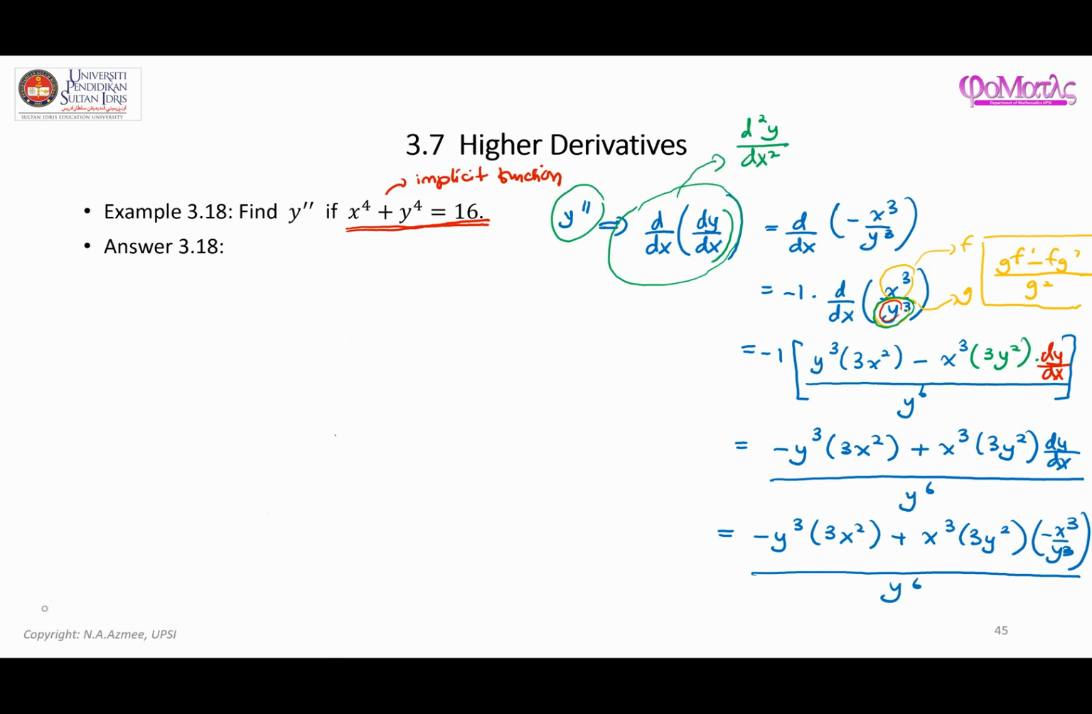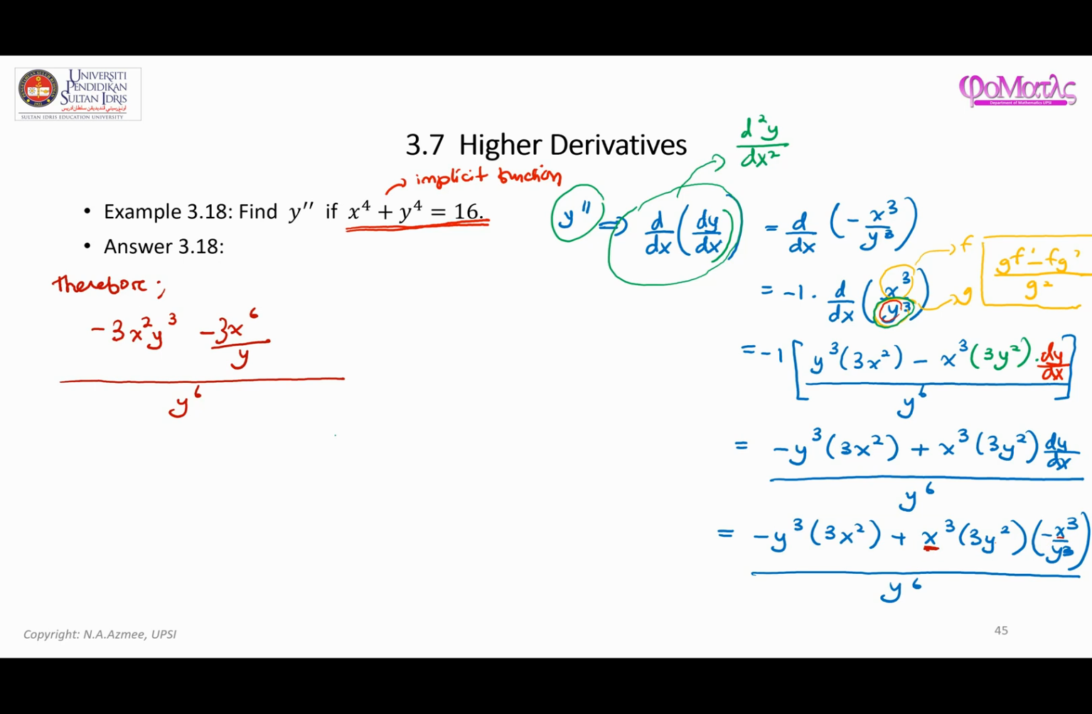Now let me rearrange and simplify what we have here. So therefore what we have is negative 3x squared y cubed, just writing it down differently. And over here we have negative x cubed times x cubed, we get x to the power of 6, times 3 y squared over y cubed, so you will have over y. This one can be cancelled, so you get negative 3x to the power of 6 over y, and here we have y to the power of 6. Just simplifying the top part here.